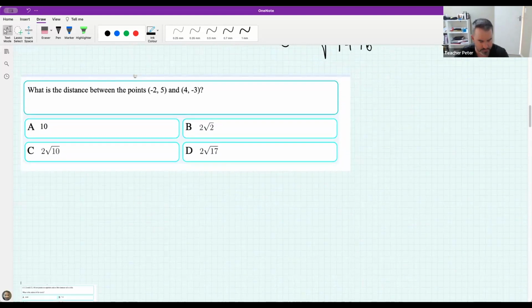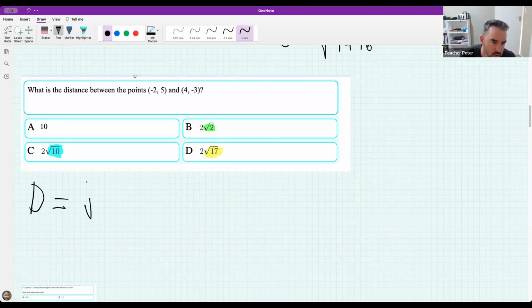Just to remind yourself, let's ask the class, what are these funny square root 17, square root 2, square root 10 things? We spoke about them in the first topic of the year. What are they called when we have a square root of something that we can't square root? Yes, they are called surds. And don't worry, they're just numbers. You can get them in your calculator if you need to. But because our distance formula has a square root in it already, sometimes surds pop up.